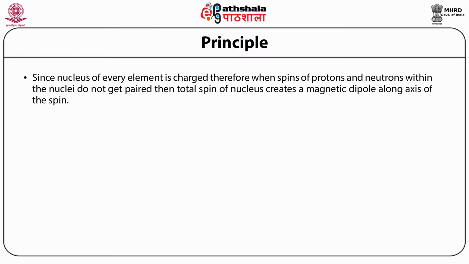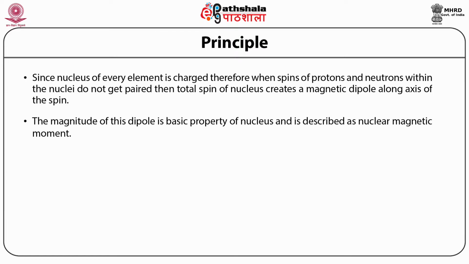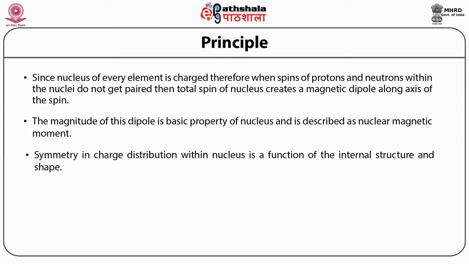Since the nucleus of every element is charged, when the spins of protons and neutrons within the nuclei do not get paired, then the small spin of the nucleus creates a magnetic dipole along the axis of the spin. The magnitude of this dipole is a basic property of the nucleus and is described as the nuclear magnetic moment. Symmetry in charge distribution within the nucleus is a function of internal structure and shape.